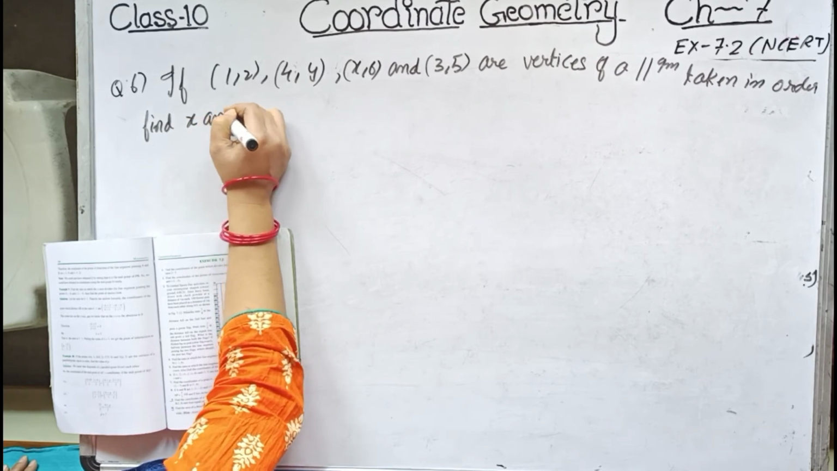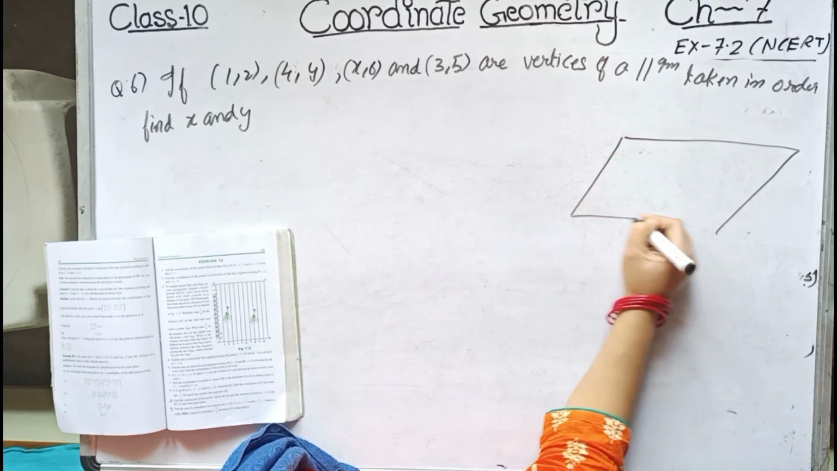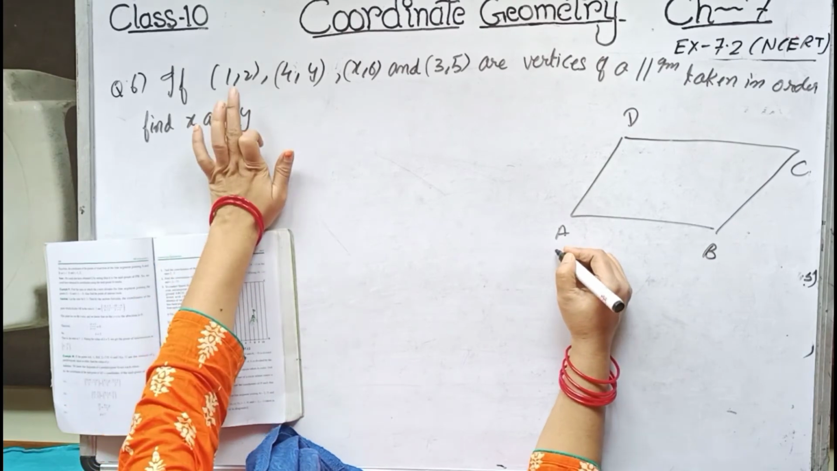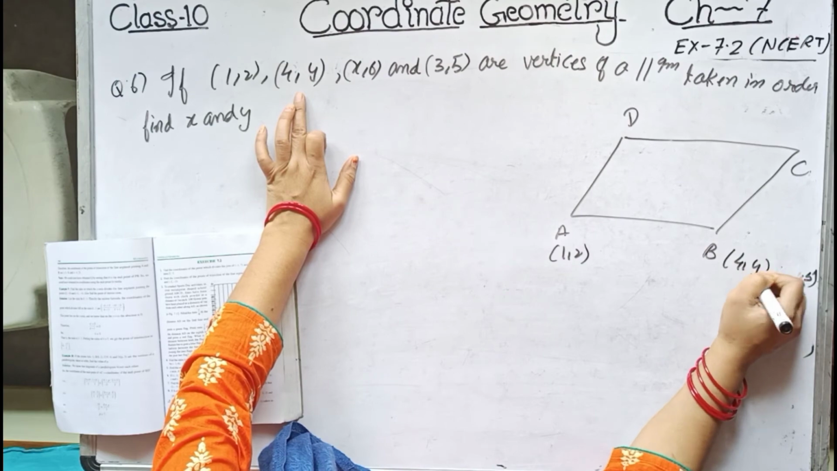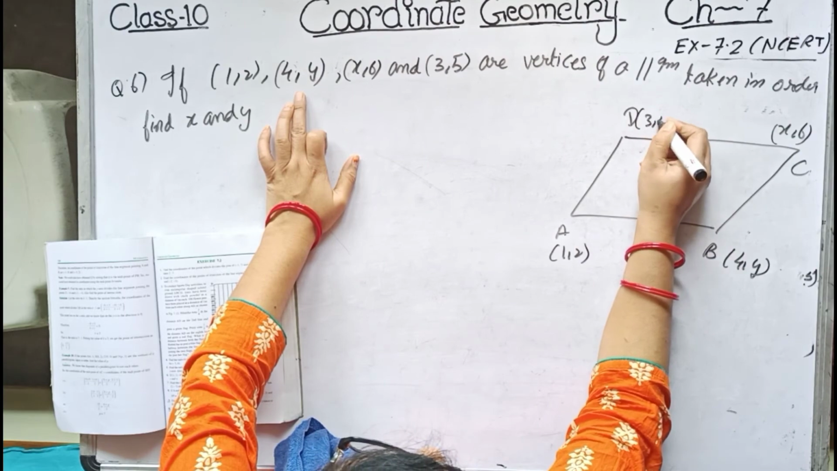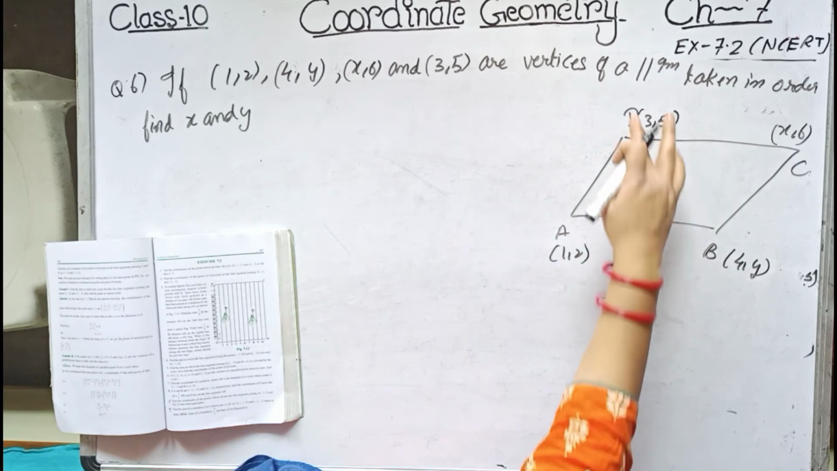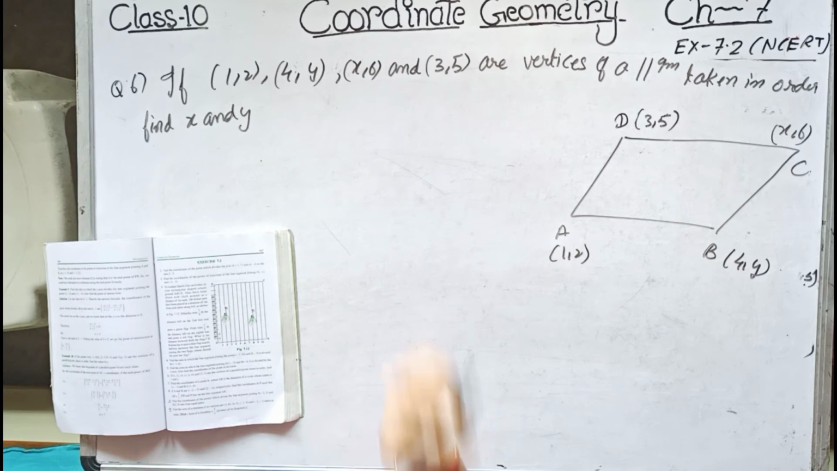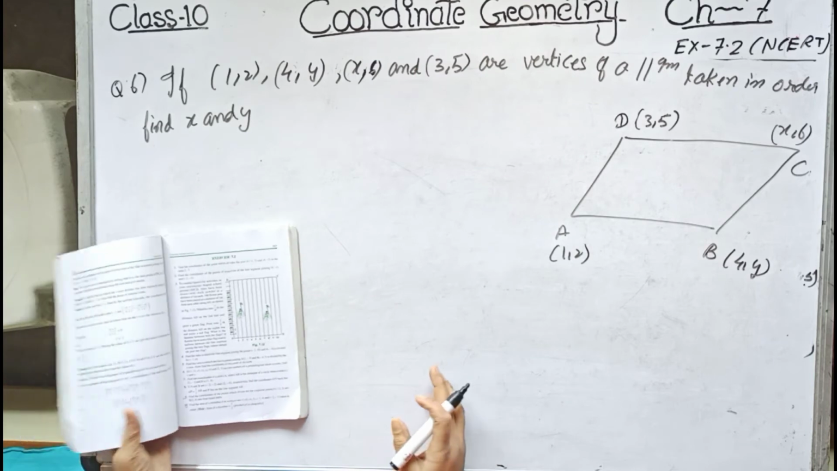Find x and y. If we consider a parallelogram ABCD, then since the points are given in order, we can write A as (1, 2), B as (4, y), C as (x, 6) and D as (3, 5). Now children, this question usually comes every year in the board examination. It may be under 1 mark, 2 marks, sometimes under 3 marks also. Not as a direct question, but this concept is used in those types of questions.